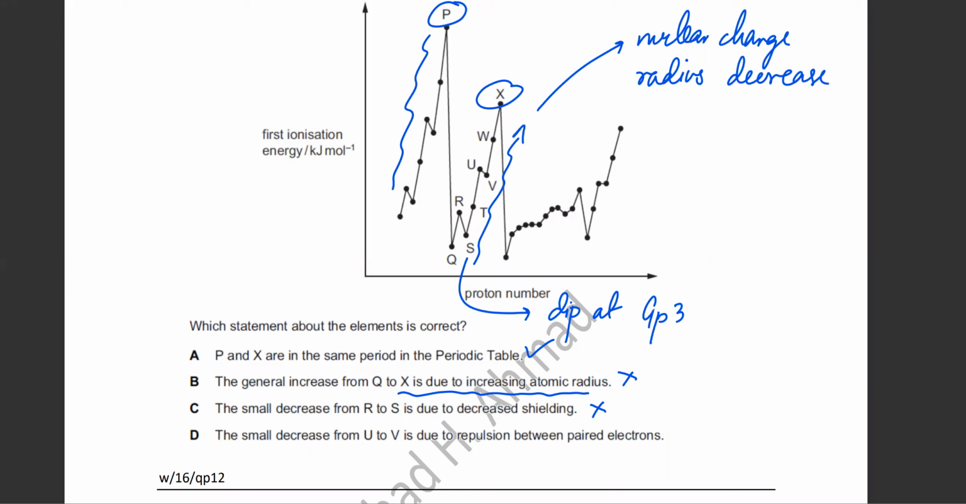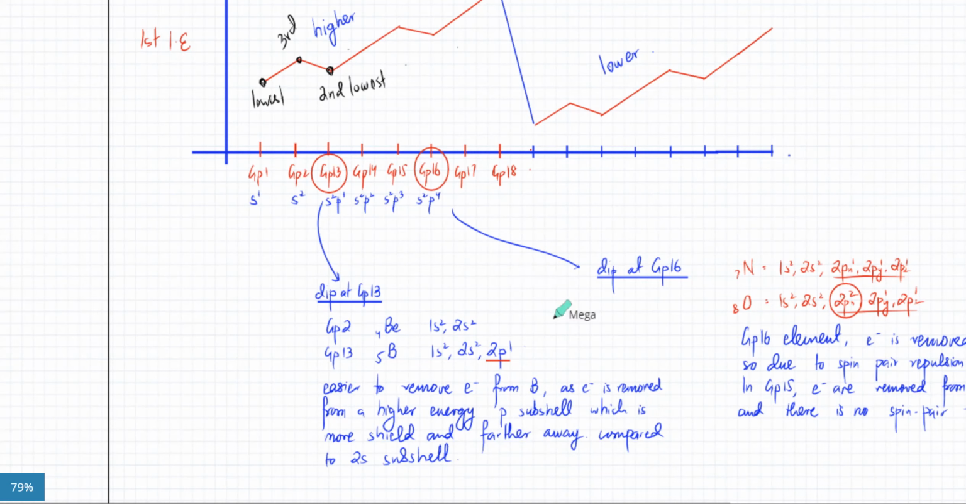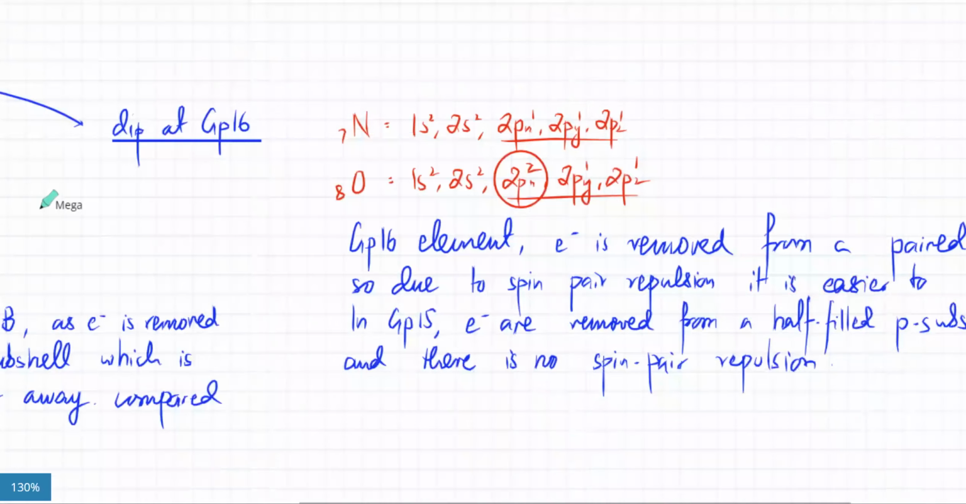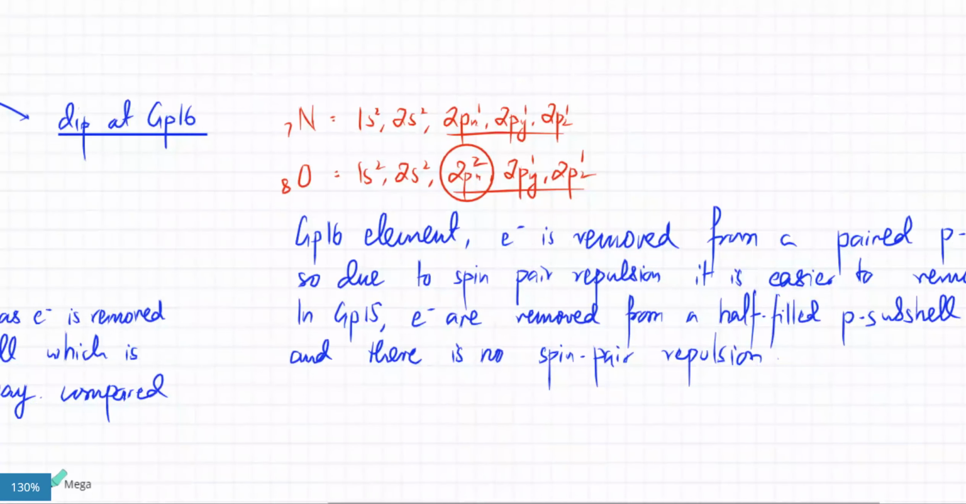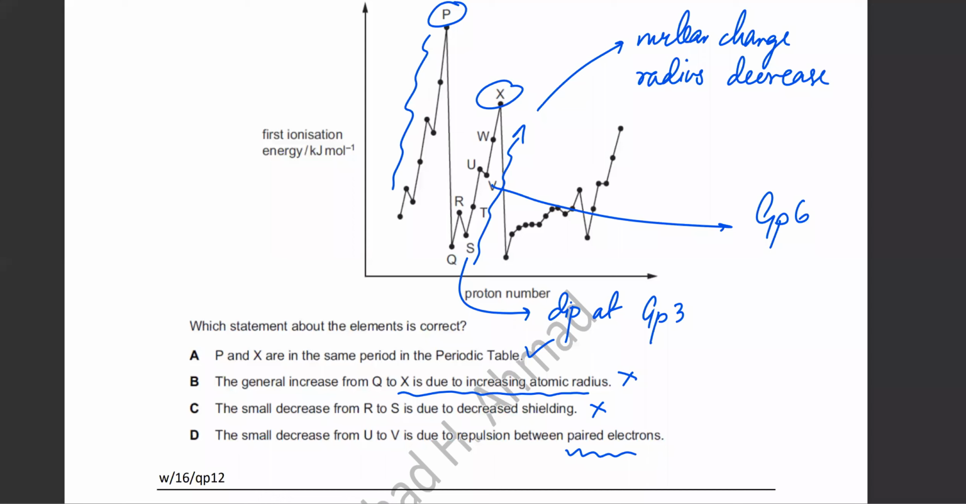So the last one that's left is U to V. U to V is the group 6 thing. So that's the dip at group 6, and that happens why? Because you've got a paired electron and they repel each other. What happens is that the oxygen atom, its p orbitals are now paired, especially this one. So since the p orbital is paired, it's easier to remove electrons. There is more repulsion between them. So which is why the last one is the one that is correct. It's going to be option D. The small decrease is due to repulsion between paired electrons.